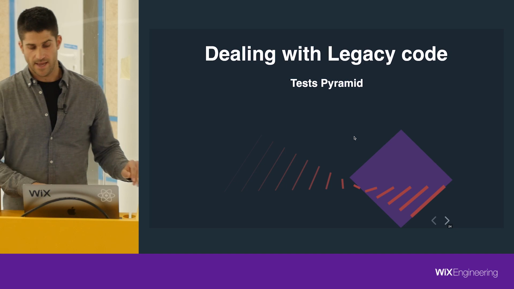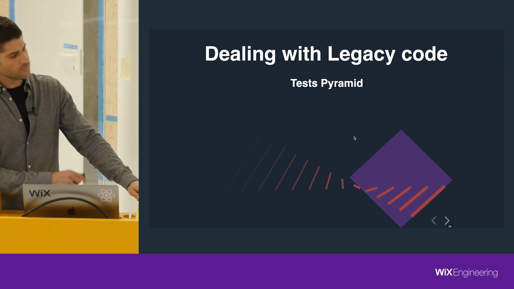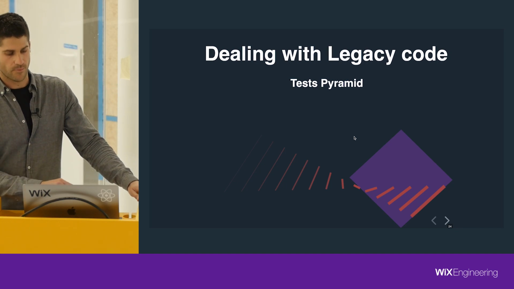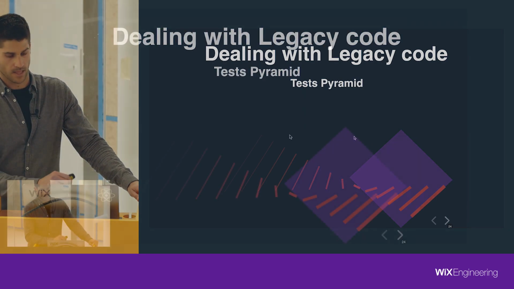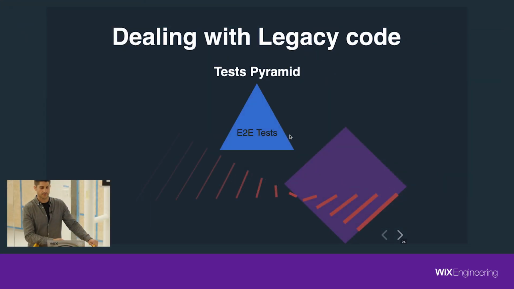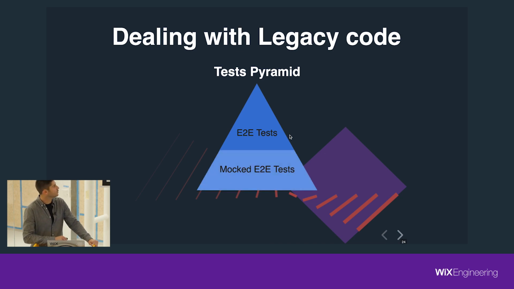OK, dealing with legacy code. So first, let's talk very briefly about the test pyramid. We have E2E tests, which face the production server's URL. We have the mocked E2E tests, which some of you know as integration tests. And we have the unit tests.